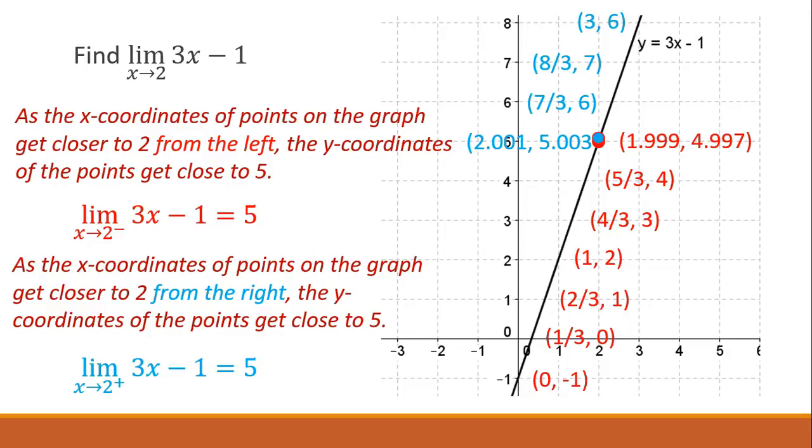Now the original problem was to find the limit as x approaches 2, not x approaches 2 from the left or from the right. But what we have to look at is whether we're approaching the same y-coordinates from the left and from the right of where x equals 2. And we are. The y-coordinates are getting close to 5 from the left and from the right, so we can say that the limit as x approaches 2 of 3x minus 1 is equal to 5.